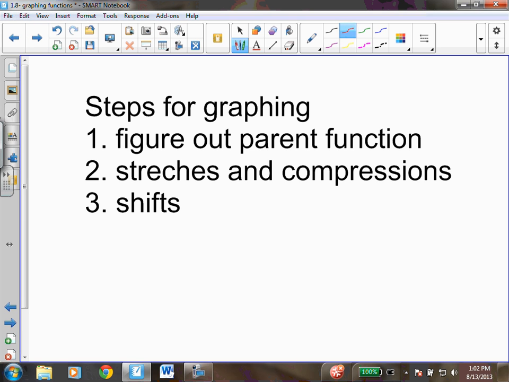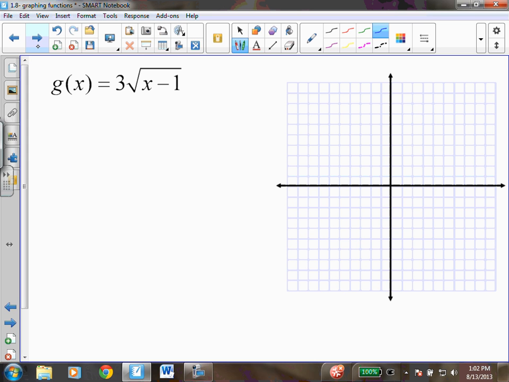Before we go to our example, we want to focus on our steps for graphing. First and foremost, we always need to figure out what our parent function is and where our important points are. The second thing we need to consider is our stretches or compressions, depending on the number that's being multiplied. We need to take care of those before we can ever shift the graph. Shifting will be the final thing that you do. Always make sure that you label your final graph so that I know which one is your final answer.